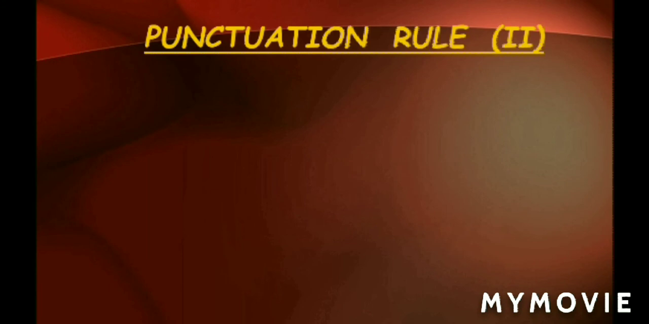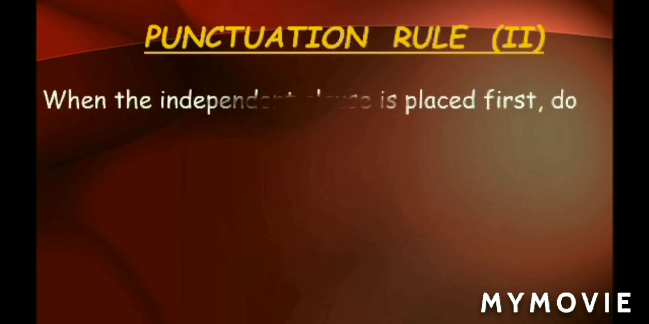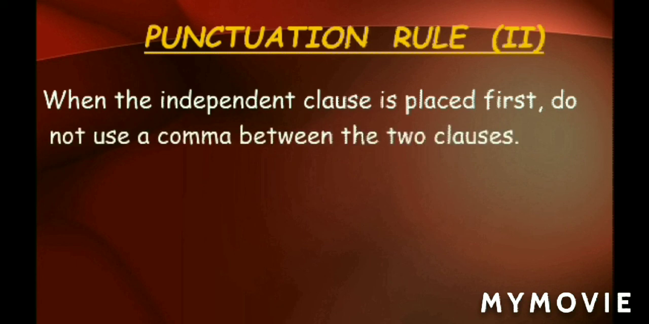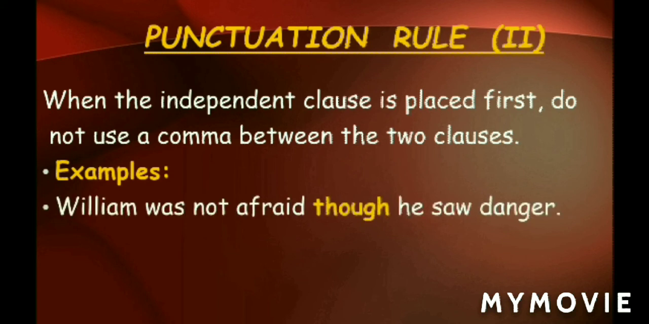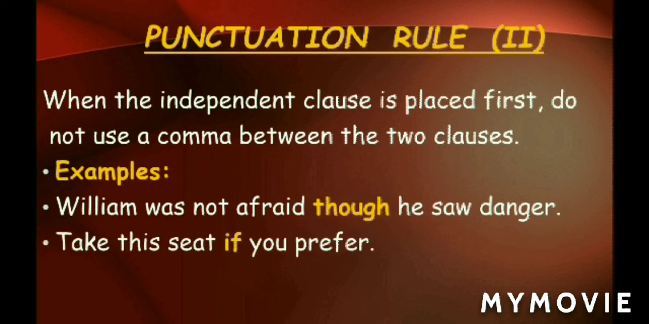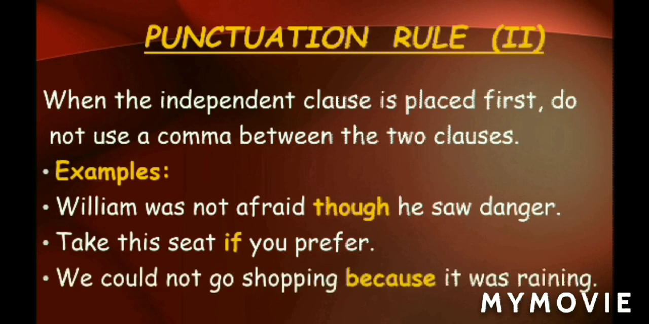Punctuation rule number 2. When the independent clause is placed first, do not use a comma between the two clauses. Let's reverse the same examples. William was not afraid though he saw danger. Here, William was not afraid is an independent clause. That's why there is no comma before the conjunction. Number 2, take the seat if you prefer. And number 3, we could not go shopping because it was raining.